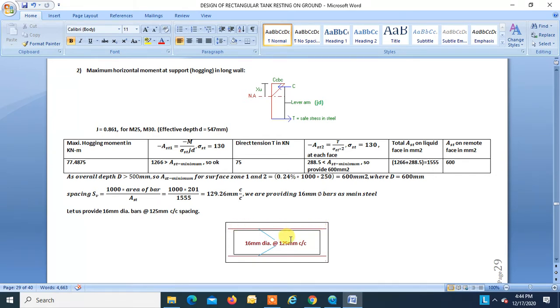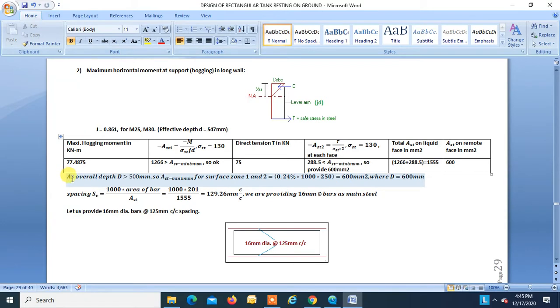So this is the horizontal steel required for the hogging moment. This hogging moment is going to cause tension on the liquid face, that is why we are providing the steel on the liquid face. So this steel has to be equal to Ast1 plus Ast2, that is equal to 1555. And on the other face you have to provide this required Ast2, but this Ast2 is less than minimum Ast.